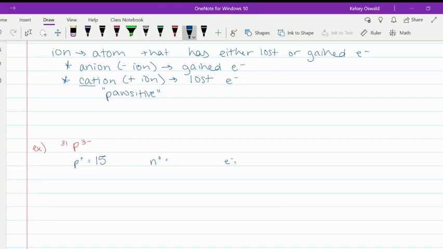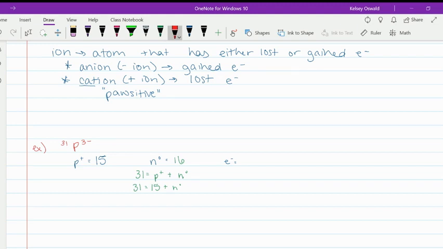Number of protons is equal to that atomic number. Number of neutrons, here we know that our mass number of 31 has to equal our number of protons plus our number of neutrons. So that means if we have 15 protons, we would need 16 neutrons for our total mass to be 31. Okay, so that's more so looking at the stuff we did last week.